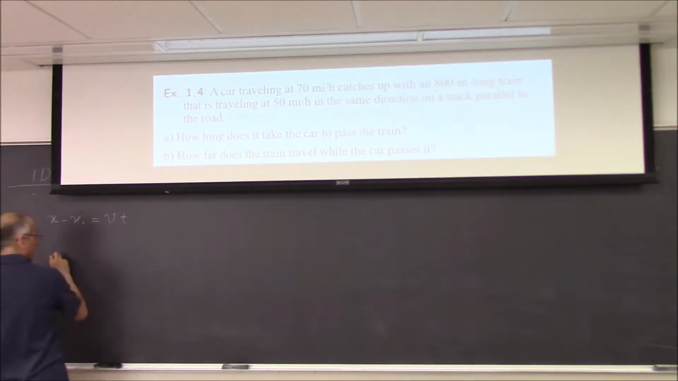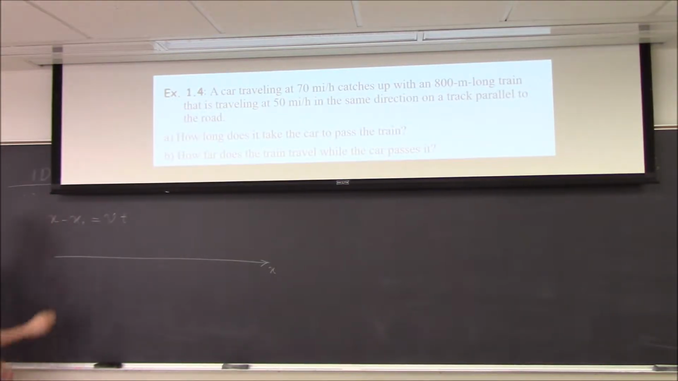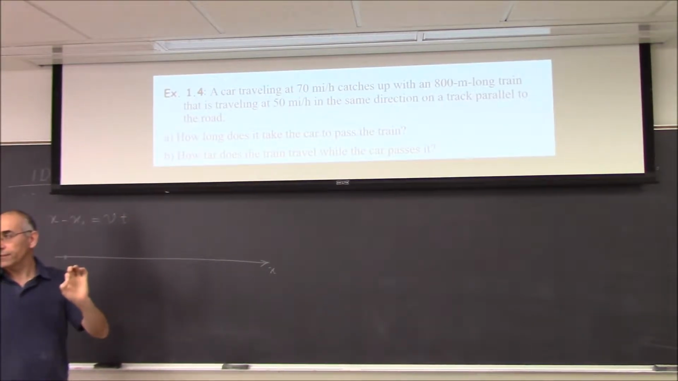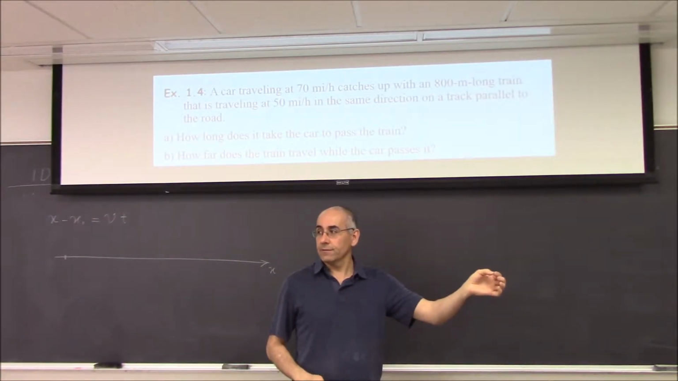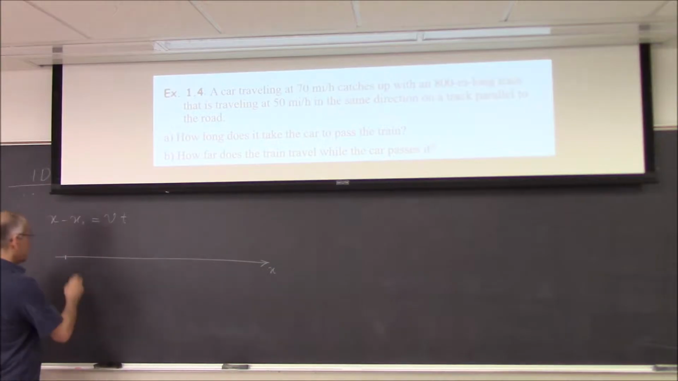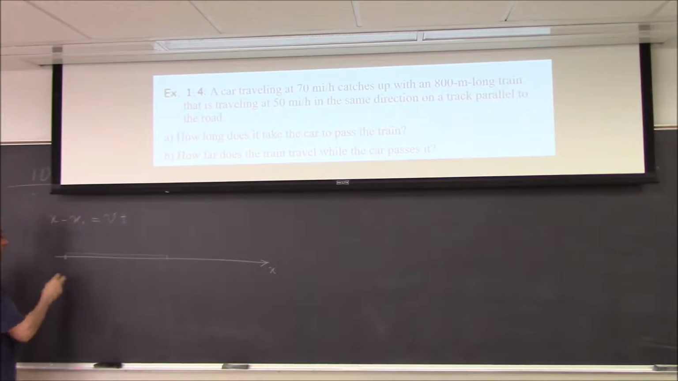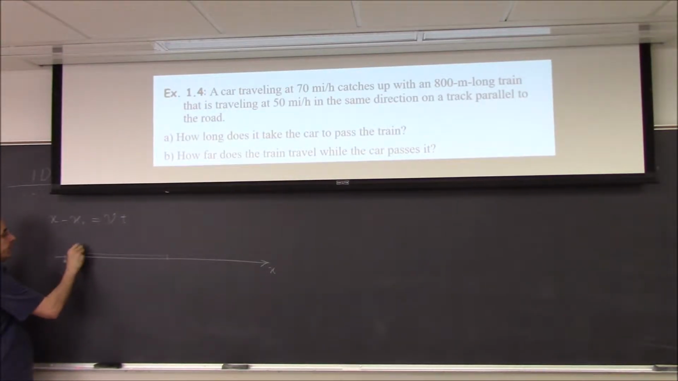Then draw an x-axis, and then we start the time when the car reaches the end of the train, and then we want to find the time when the car reaches the front of the train. Right? So let's say the train is this long, and then the car is here right now, and time starts there. Let's call the car number 1 and the train object number 2, or vice versa.